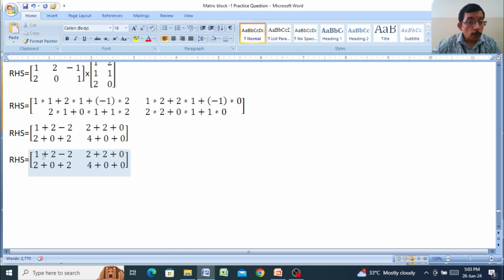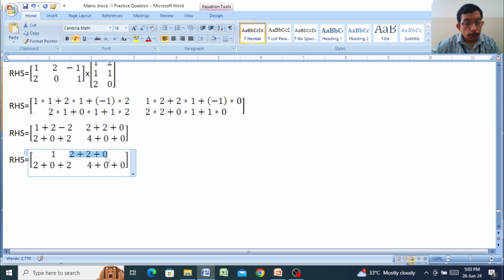One plus 2 minus 2, the answer is 1. Note down the same position. 2 plus 2 plus 0, 4. Note down the same position, 4. 2 plus 0 plus 2, 4. Note down the same position, 4. 4 plus 0 plus 0, 4. Note down the same position.